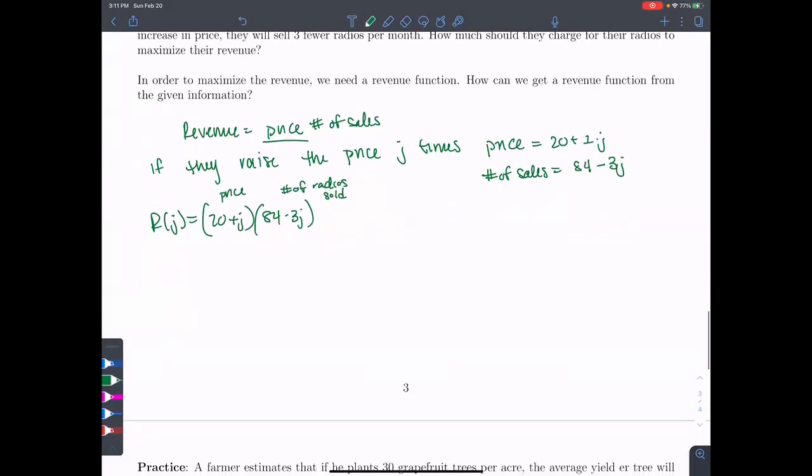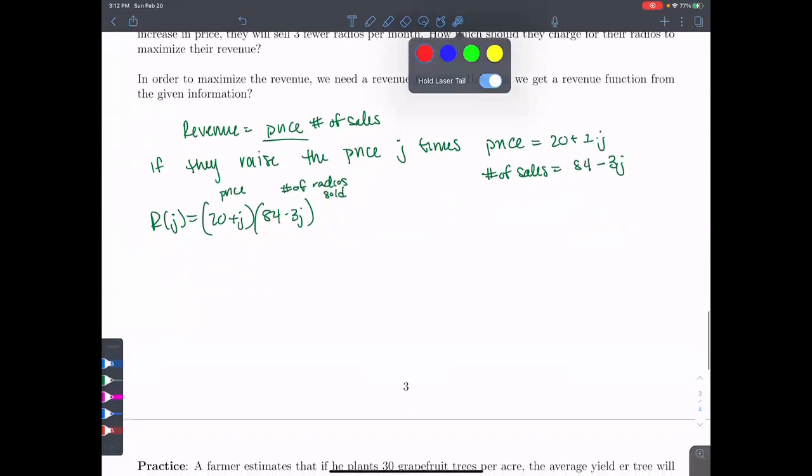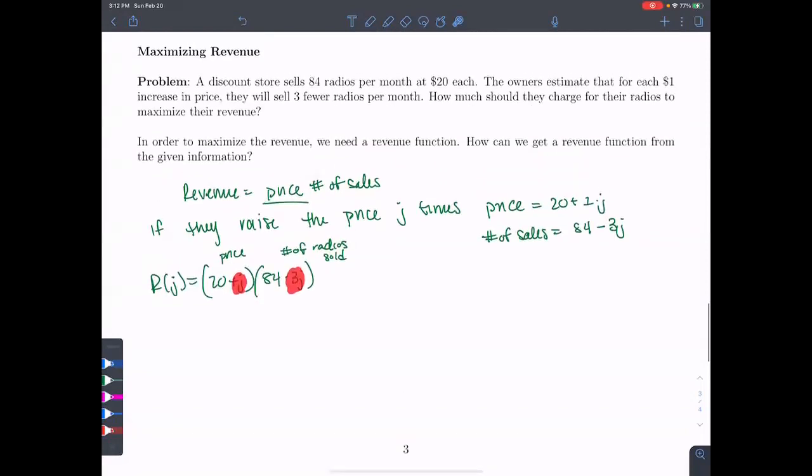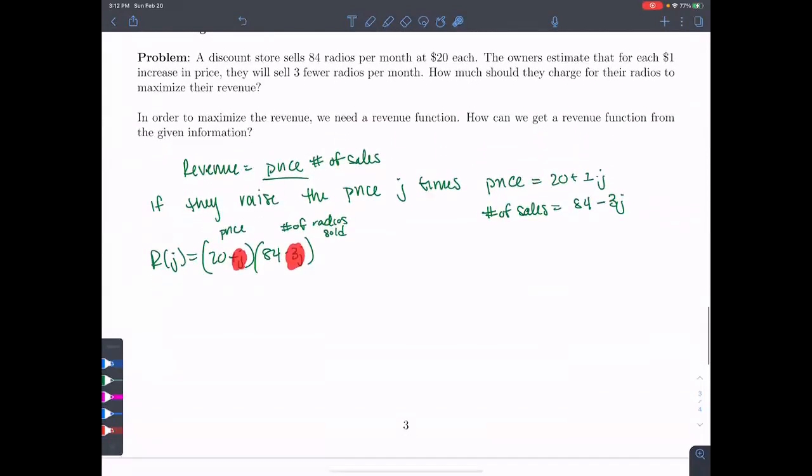So if they don't raise the price at all, J is 0, and that is what they're doing now. It's 84 radios at $20 a month. Okay, so let's go ahead and keep working this out.